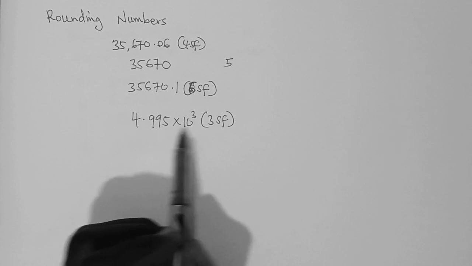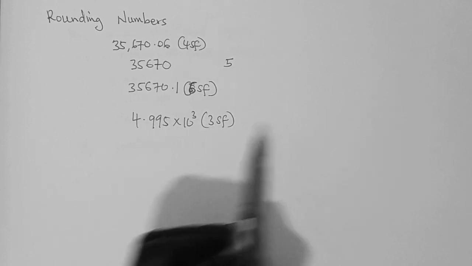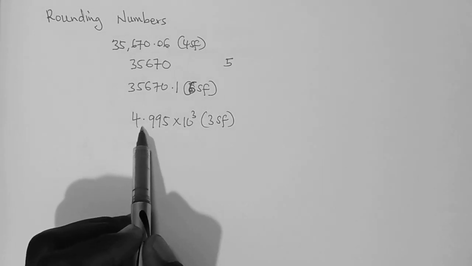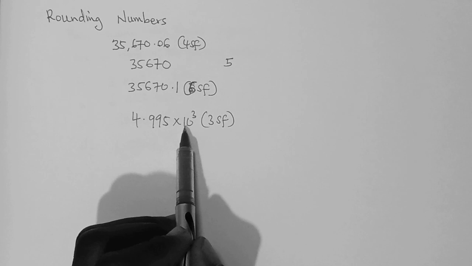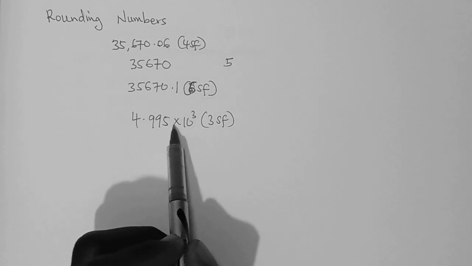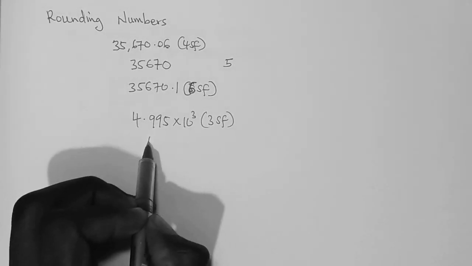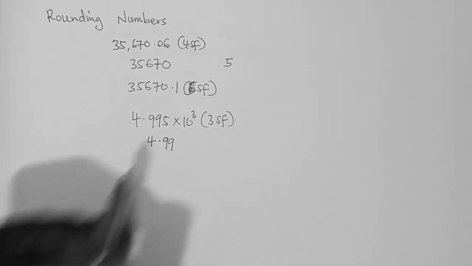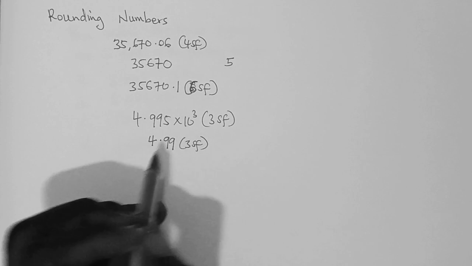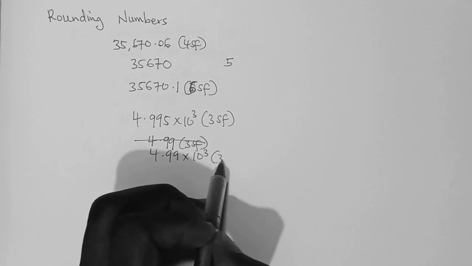Now, the rule says that if we have 5, we need to check the numbers that come after the 5. If they are non-zero numbers, then we need to add 1 to the previous number. But if there is no number or there are 0 numbers, then we need to leave the number just as it is. So in this case, you see that after the 5, there is no number there, and therefore this in 3 significant figures is going to be 4.99 times 10 exponent 3 in 3 significant figures.